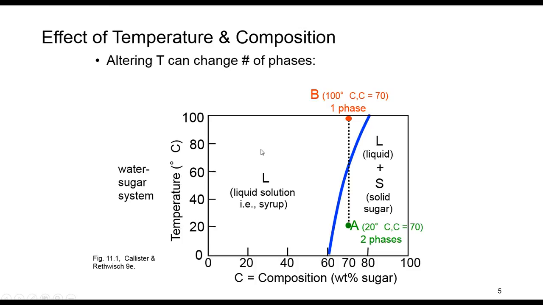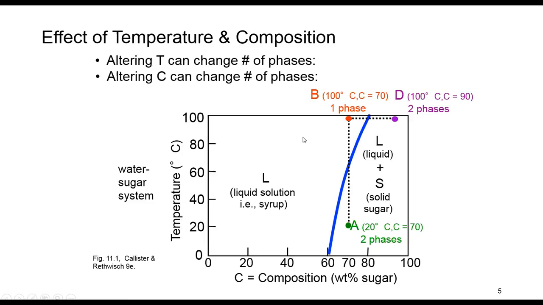Of course, altering composition can also change the number or type of phases. As you can see, we have one phase here, and if we increase the composition percent from 70 at point B to 90 at point D, then we have two phases. Bear in mind that we will have this chart in case one component like sugar can be soluble in the other component.